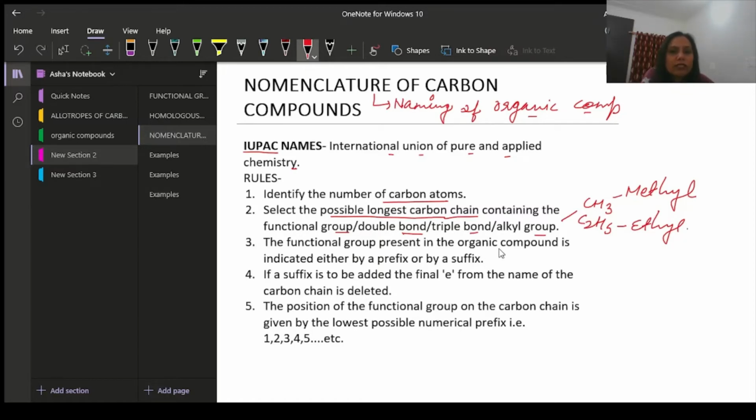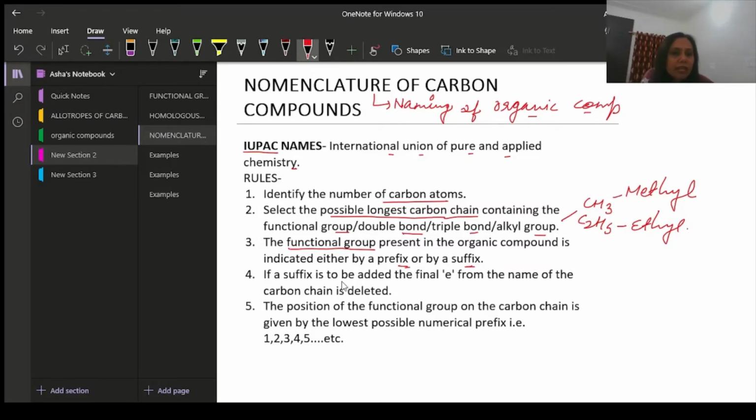The functional group present in the organic compound is indicated either by a prefix or a suffix. So when you are choosing the longest possible chain having a functional group, and then naming a compound, you will give either a prefix or a suffix for those functional groups. I'll discuss examples, there you will be able to understand.